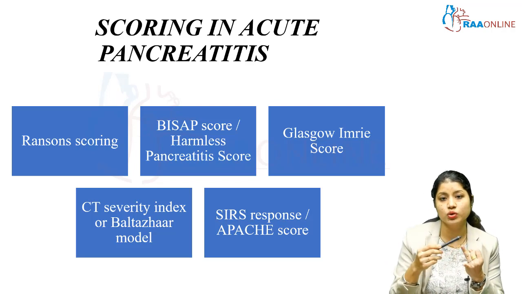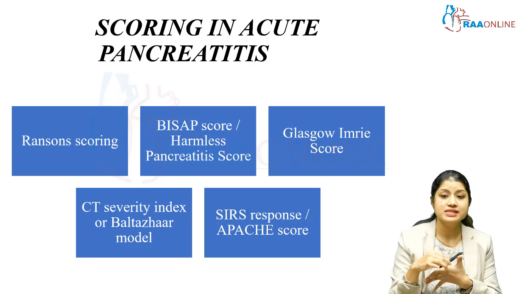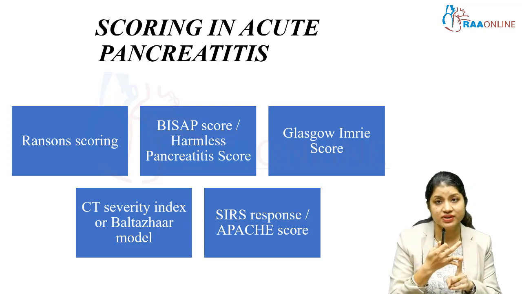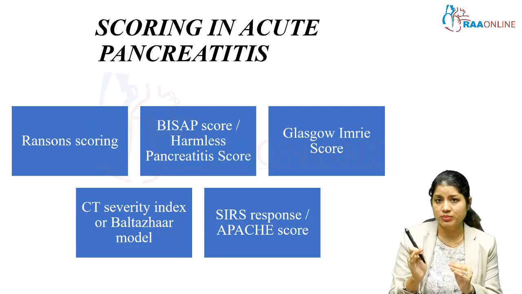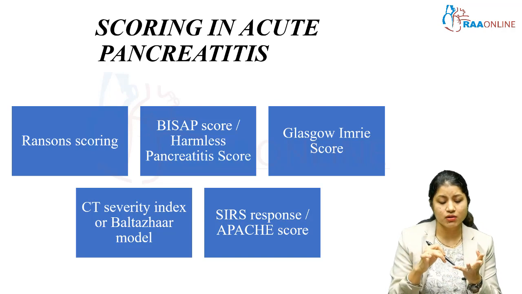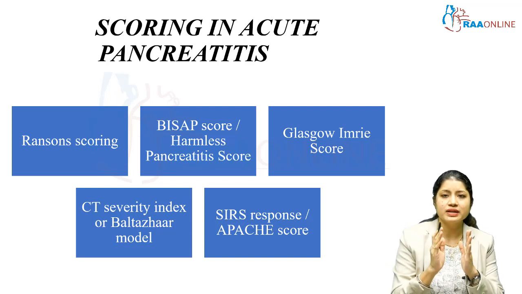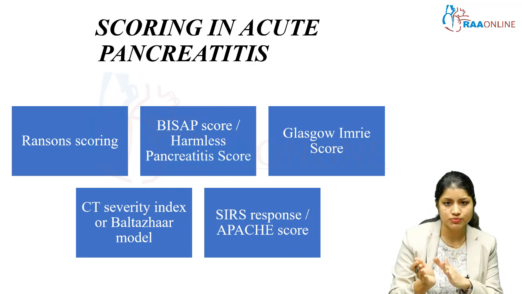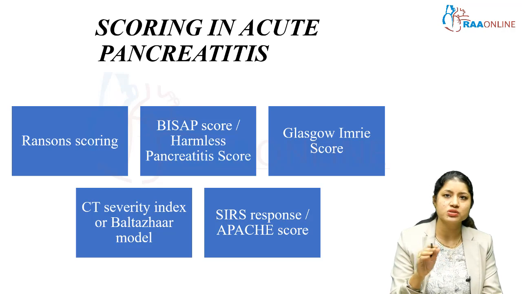We have Ranson score, we have BISAP score, Harmless pancreatitis score, Glasgow-Imrie score, SIRS response, APACHE score, CT severity index. Then we have a Japanese score. There are a lot of scores, and to remember these scorings with all the criteria is definitely inhumanly impossible. So at least try to remember some 2-3 important scores, and the characteristics of these scores or the criteria for these scores.